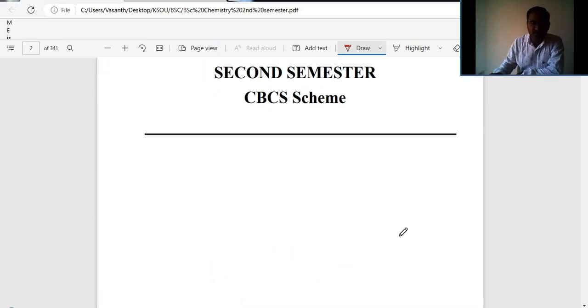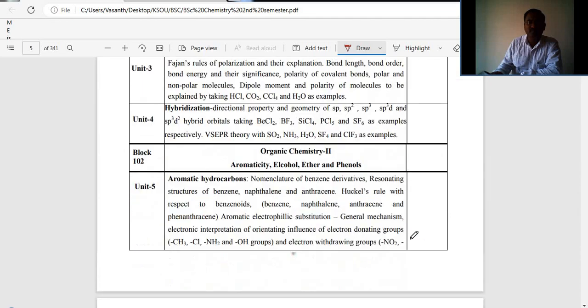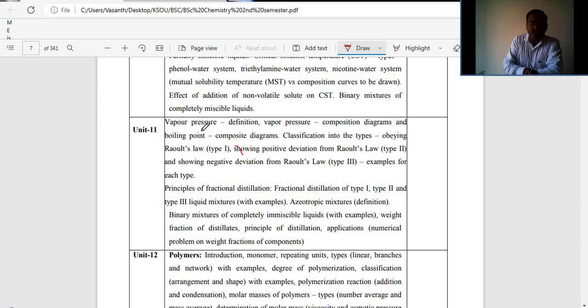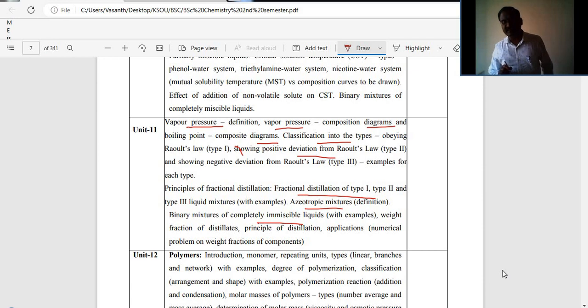In this module, we learn the concept of vapor pressure, the definitions of vapor pressure, compositions, diagrams, boiling point, classifications into the types of ideal and non-ideal solutions, Raoult's law, deviation from Raoult's law, meaning the positive deviation and negative deviation, and fractional distillation, azeotropic mixtures, binary mixtures of completely miscible liquids, and finally applications and numericals of this topic.